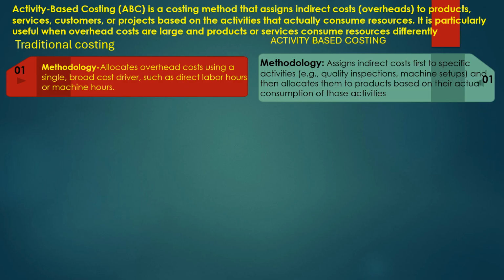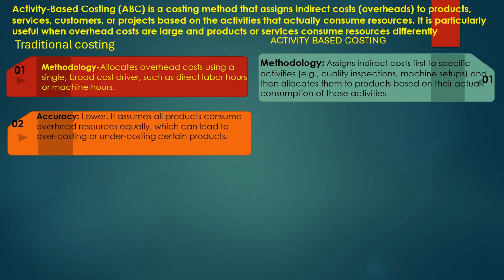Methodology for ABC: it assigns indirect costs to specific activities, for example quality inspections and machine setups, and then allocates them to products based on their actual consumption of those activities. Accuracy: traditional costing is lower. It assumes all products consume overhead resources equally, which could lead to overcosting or undercosting of certain products.